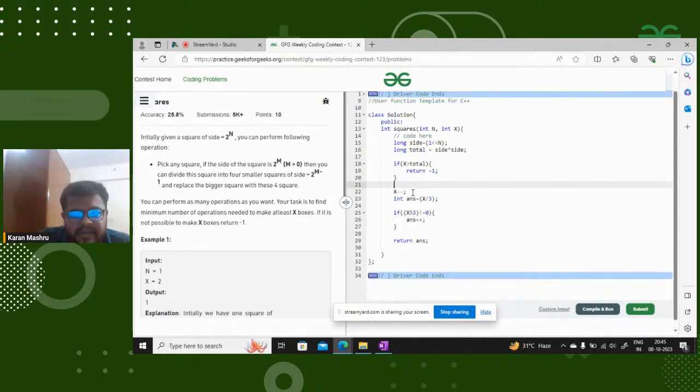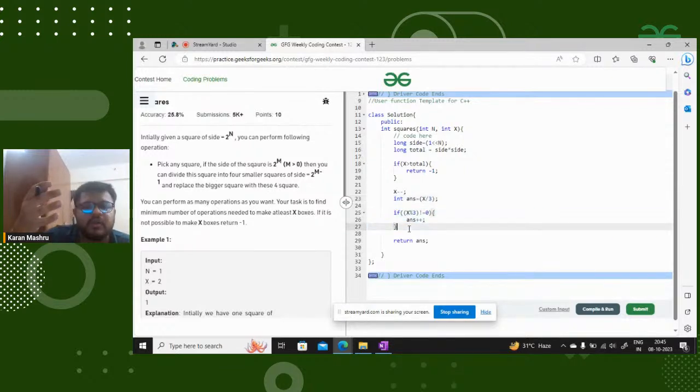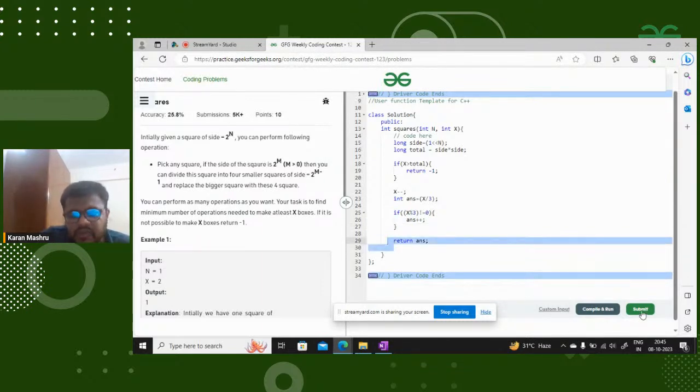Otherwise, first do x minus minus, because initially there is one square. Then at every step, the number of squares increases by 3. So my answer would be x by 3. But x may not be a perfect multiple of 3. If it is not a perfect multiple of 3, then one more step will be required at the end. So answer plus plus. And finally, I'll return answer.